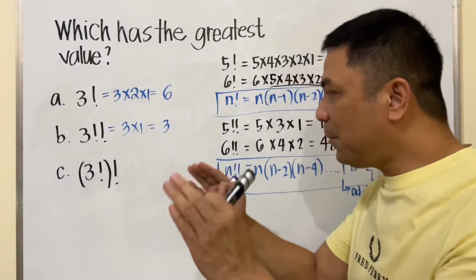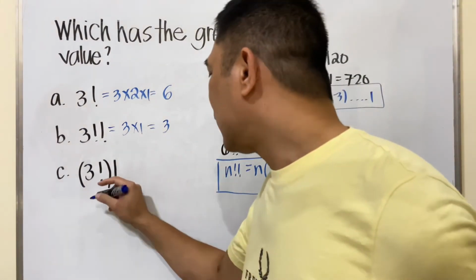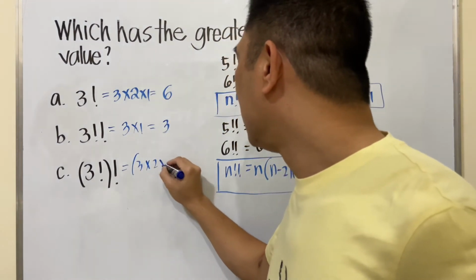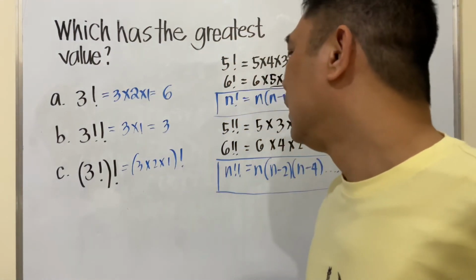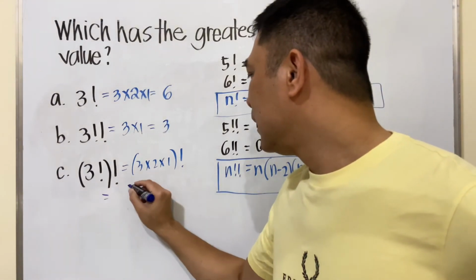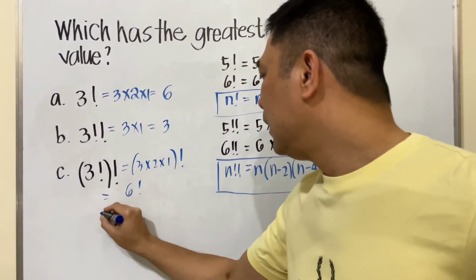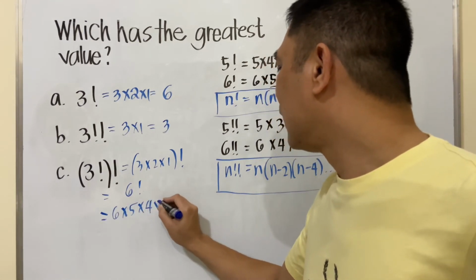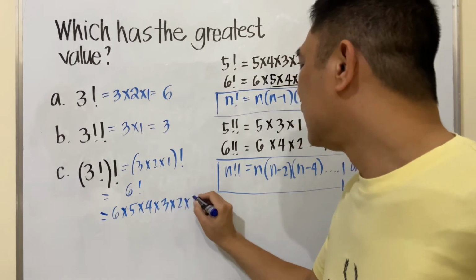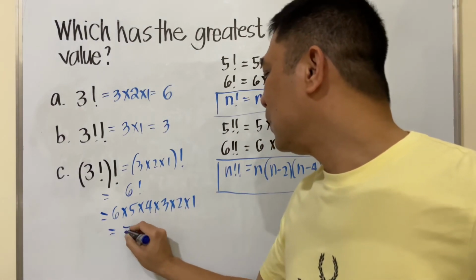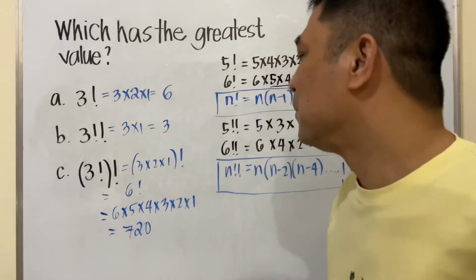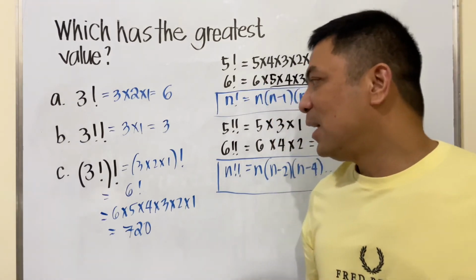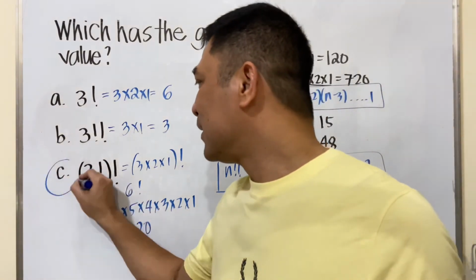Let's open it first inside the parentheses. 3 factorial is actually 3 times 2 times 1, and then you have to do a factorial there. That means this is equal to 6 factorial, and this one is 6 times 5 times 4 times 3 times 2 times 1, which is equal to 720. So in other words, to answer this question, which has the greatest value, our answer here is letter C.